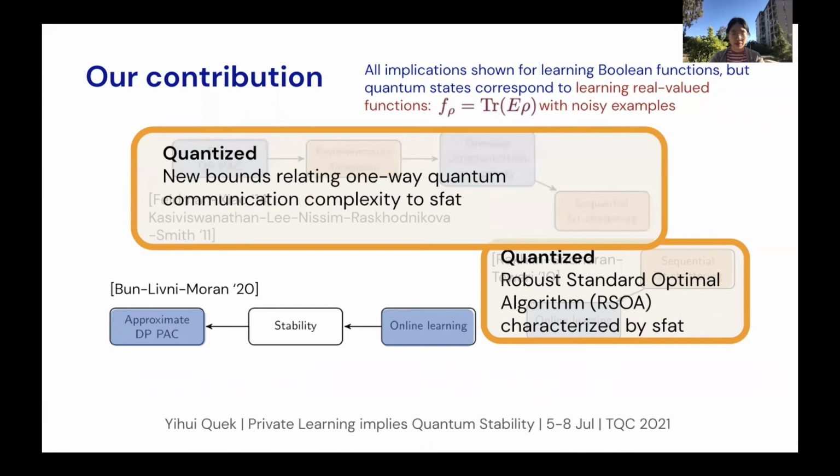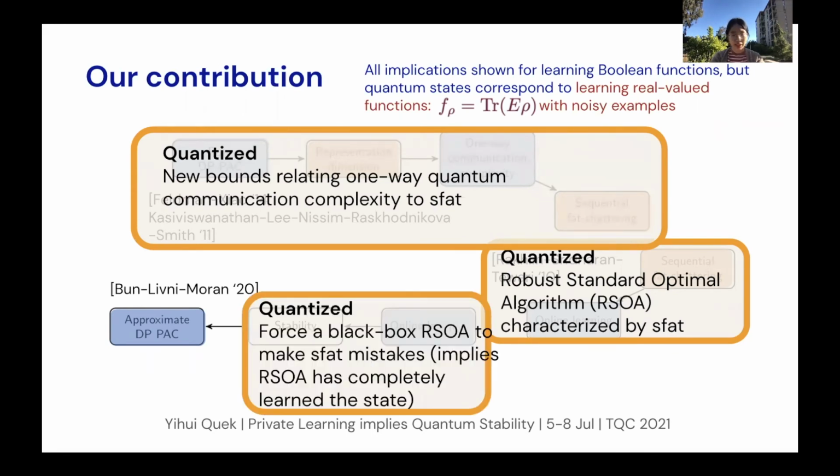We also investigated whether the recently proven implication that an online learner for a particular function class implies an approximate DP-PAC learner for the same function class also holds in the quantum setting. It turns out that it doesn't quite. So what we managed to do was to show that an online learner for quantum states also displays this property of stability, which means that the online learner with high probability outputs a hypothesis for the quantum state that is in some epsilon ball around some quantum state.